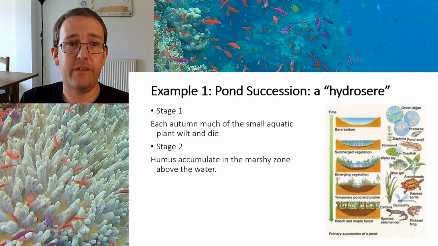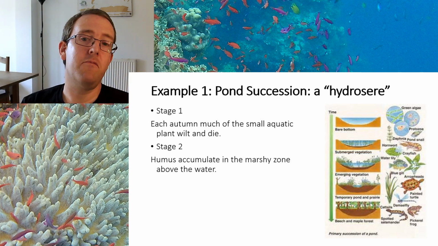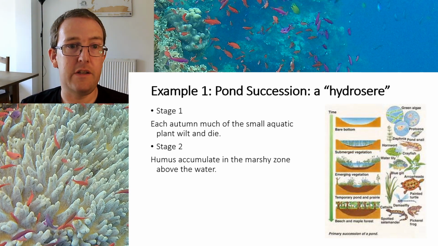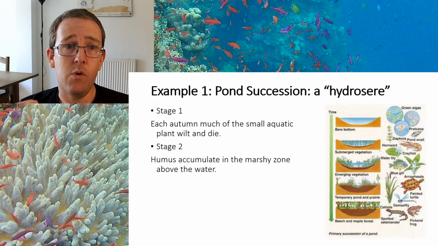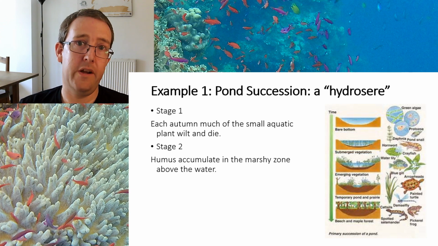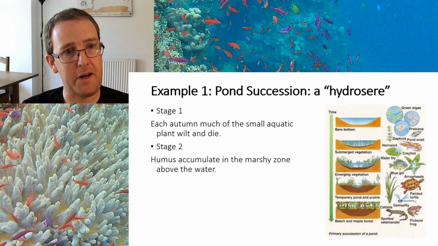Now, that's going to generally amass around the side, as you can see in the diagram in the picture, around the bottom, around the side, and it's going to allow certain plants to move in and grow in that humus as a basic soil.